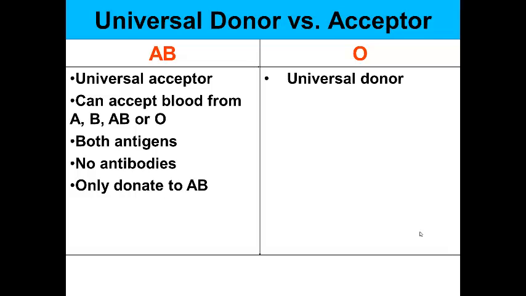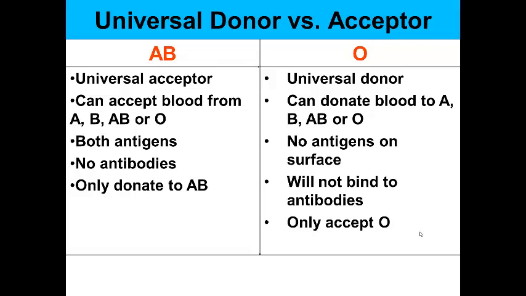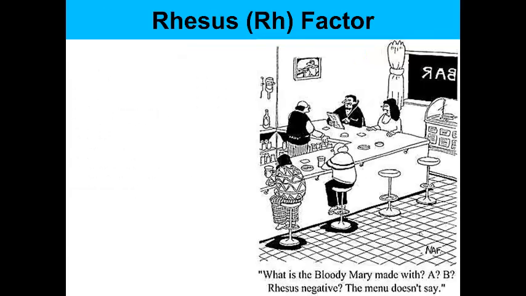O is considered the universal donor. It can donate blood to type A, type B, type AB, or type O. It contains no antigens on the surface of its red blood cells and will not bind to antibodies. However, they can only accept blood from other type O people.